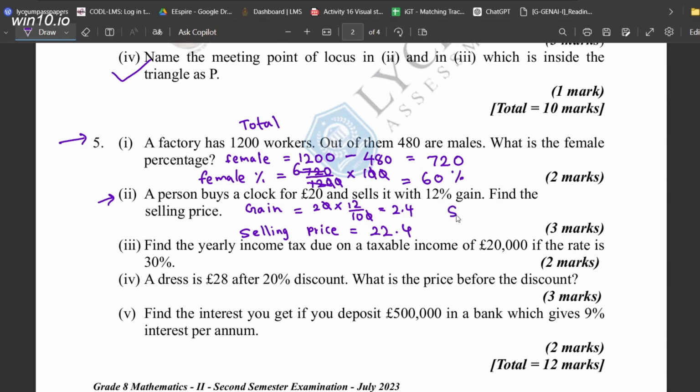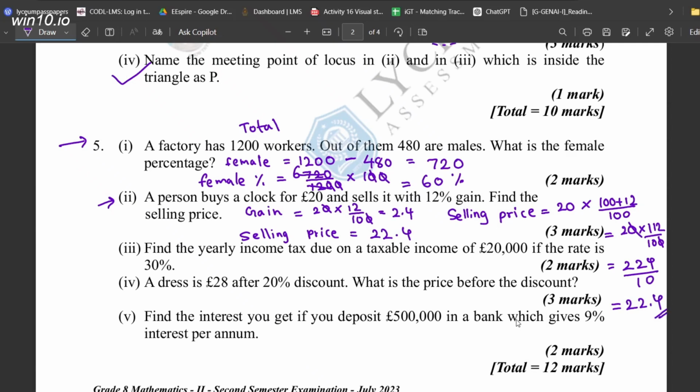Now there's another method using only one step. You can find the selling price. To do that, we have to get the buying price multiplied by 100 plus the gain percent over 100. 100 plus 12 over 100. Now we get 20 times 112 over 100. Now 224 over 10. So that's 22.4. Again, we got the correct answer.